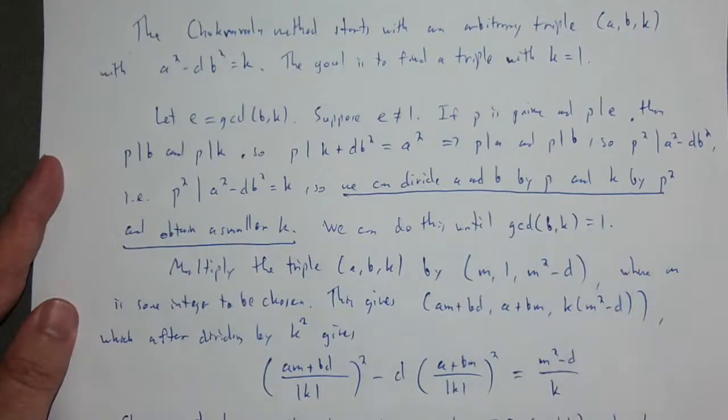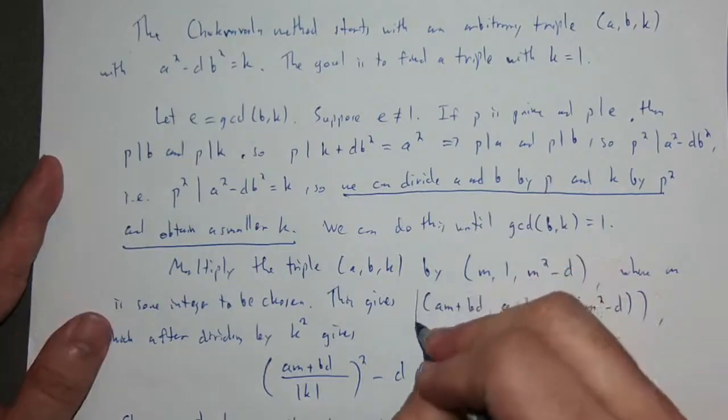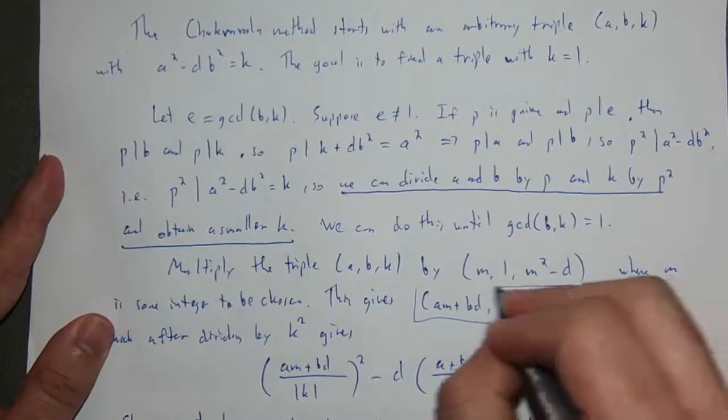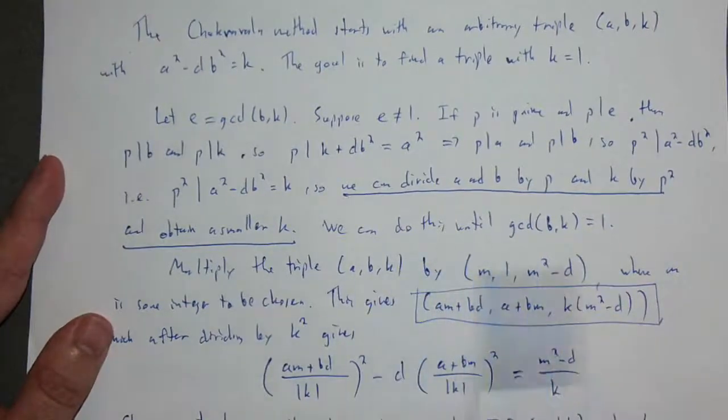Once b and k are relatively prime, the idea is you can multiply this triple a, b, k by (m, 1, m squared minus d), where m is some integer I haven't chosen yet. When I do that, I get a triple that looks like this. So this is what I was saying: you can just remember this form. You don't have to go back to the definition of multiplying triples.